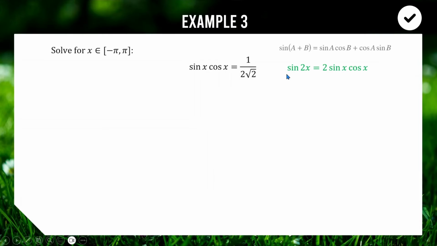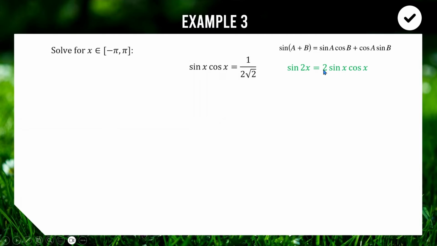If you forget this, you can get there pretty quickly by using the information in black here, which is on the reference sheet. This is our sum of angles for sine. You can start here and you can change a and b to both be x, and on the left hand side you get sine 2x, and on the right hand side you get sine x cos x plus cos x sine x, which is just 2 sine x cos x because they're the same thing. But that's the long scenic route. I really recommend memorizing the thing in green because it's going to make your life a lot easier. Trust me on that one.